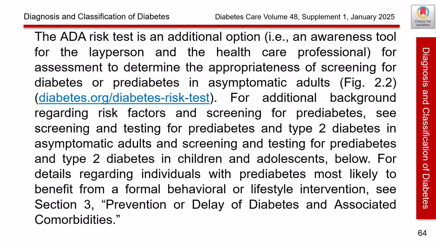The American Diabetes Association Risk Test is an additional option, that is, an awareness tool for the layperson and the healthcare professional, for assessment to determine the appropriateness of screening for diabetes or prediabetes in asymptomatic adults. For additional background regarding risk factors and screening for prediabetes, see Screening and Testing for Prediabetes and Type 2 Diabetes in Asymptomatic Adults and Screening and Testing for Prediabetes and Type 2 Diabetes in Children and Adolescents, below. For details regarding individuals with prediabetes most likely to benefit from a formal behavioral or lifestyle intervention, see Section 3, Prevention or Delay of Diabetes and Associated Comorbidities.